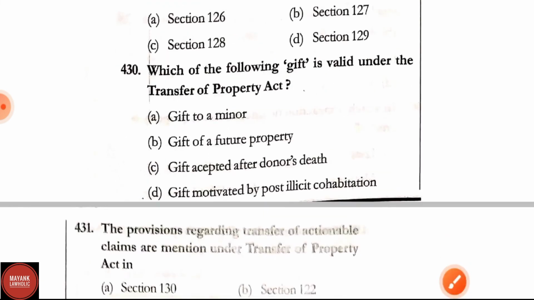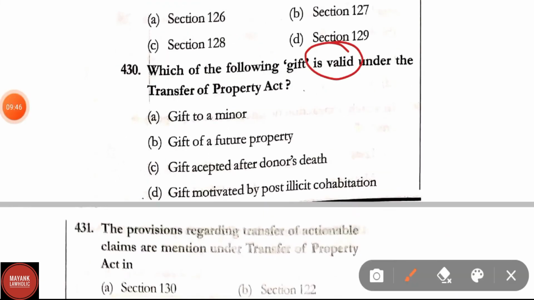Question number 430. Which of the following gifts is valid under the Transfer of Property Act? Gift to a minor, gift of a future property, gift accepted after donor's death, gift motivated by post-illicit cohabitation. Here correct answer is option A, gift to a minor is a valid gift.